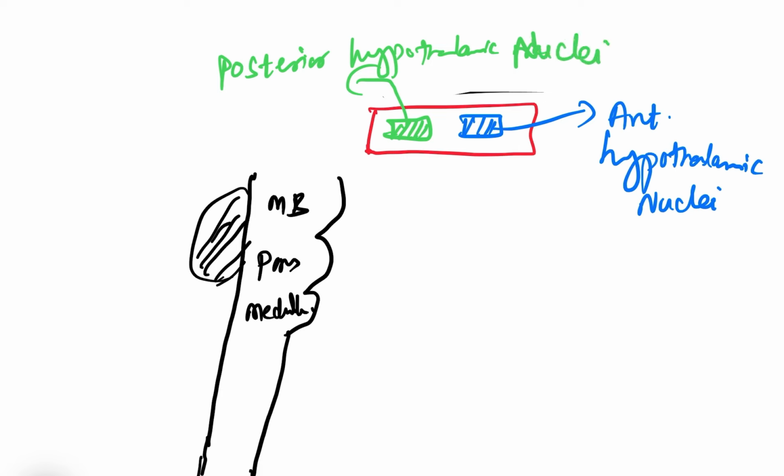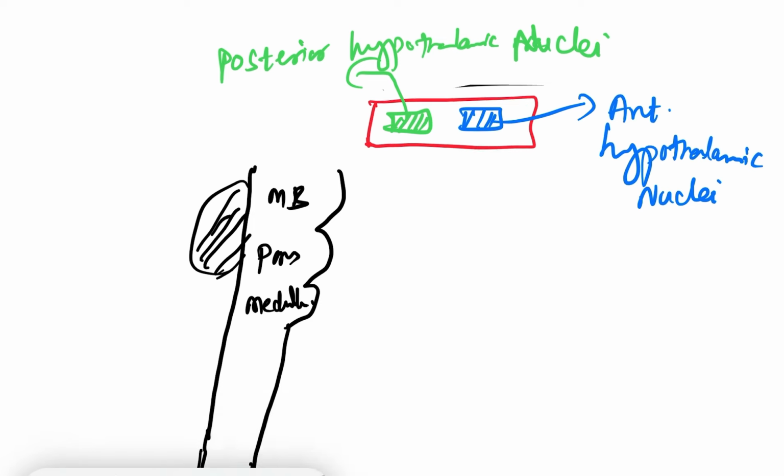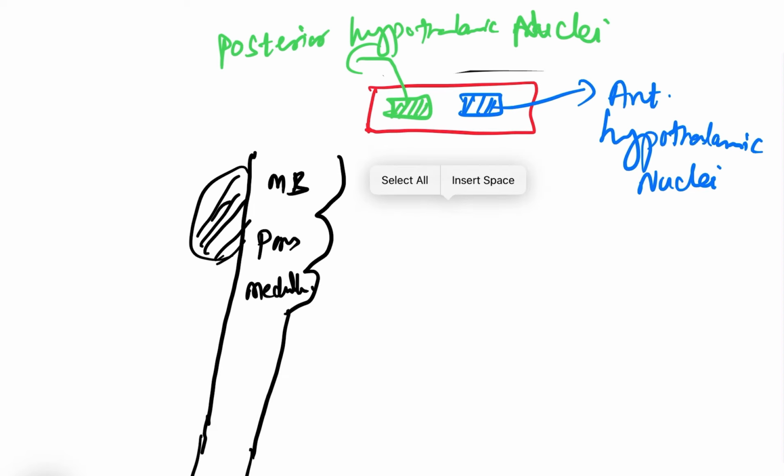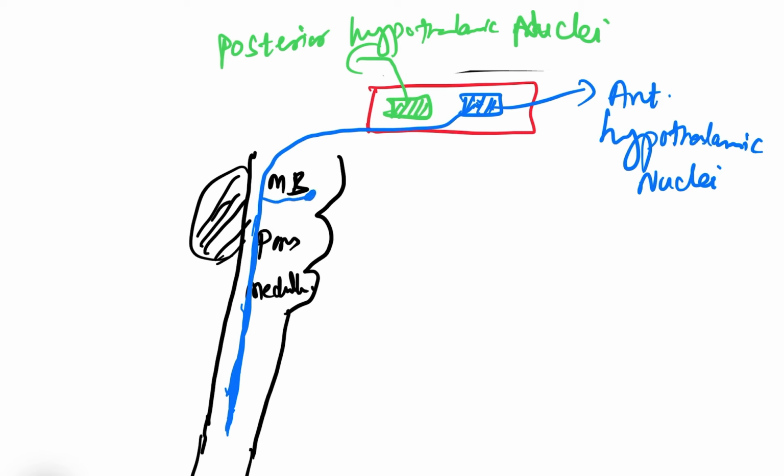Nuclei, or nucleus, means a collection of neuronal cell bodies inside the central nervous system. Outside the central nervous system, that is in the peripheral nervous system, it is called a ganglion. Now let us see how this anterior hypothalamic nucleus will serve the parasympathetic function. The neuronal cell bodies are present here, and their axons form a bundle, like a longitudinal fasciculus, which will descend down. While descending in the midbrain, it will give connections to a few of the cranial nerve nuclei.